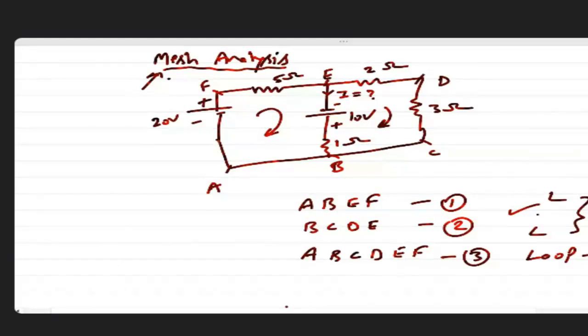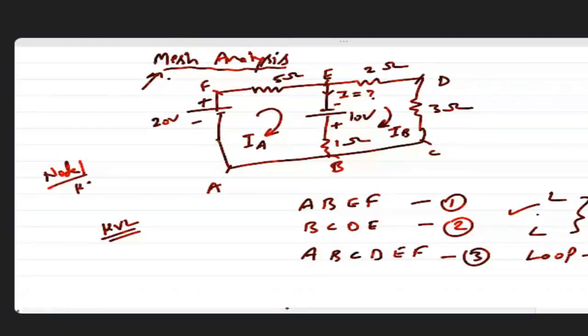Getting this point? Now, after identifying how many meshes there are, we have to assume some mesh currents. Let's say in this mesh I am assuming IA, and in this mesh I am assuming IB. Now I have to write KVL equations. For nodal analysis we used KCL, and for mesh analysis we will use KVL. Getting this point? KCL for nodal, KVL for mesh.